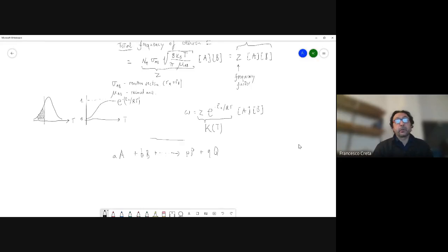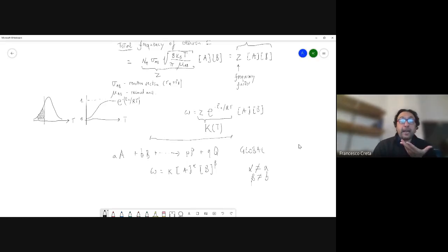Okay, let's draw a line here. Now, this is absolutely not an elementary reaction. As I said, it's a global reaction. For this, we can write some sort of expression for the reaction rate, which is something like the concentration of A to the alpha, the concentration of B to the beta. Now, these alpha and beta are different from the stoichiometric coefficients.